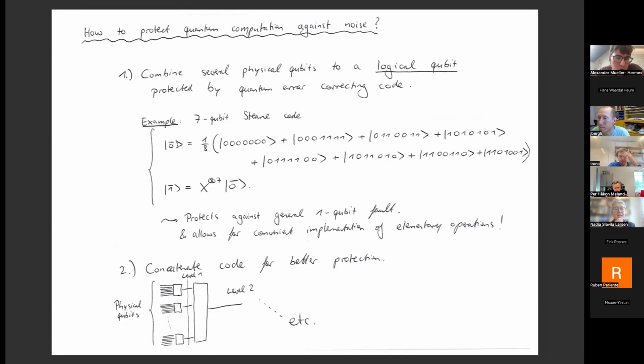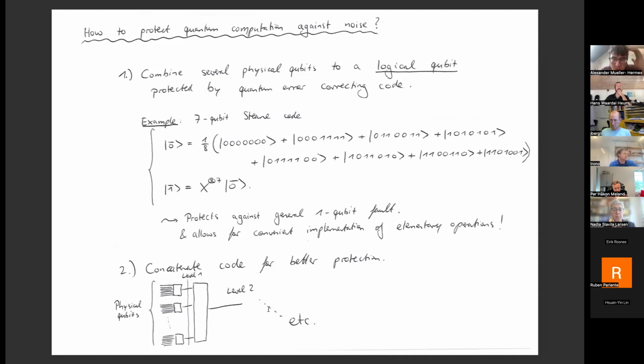So if you have a code like this, the 7-qubit Steane code, for example, you can build these concatenated codes for better protection. What it means is that in the first level, we encode a logical qubit into 7 qubits, but then we can do the same thing with the logical qubits. So we can take 7 logical qubits of this first level and make a Steane code on an even higher level. And we can build this up on and on, without end, and get better and better protection, or at least we would hope to get better and better protection.